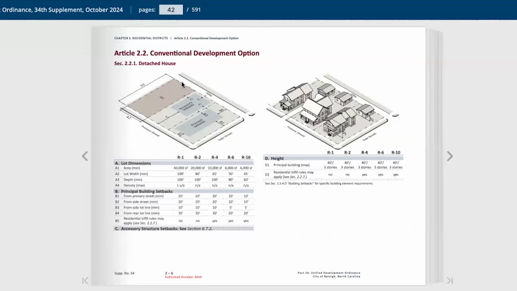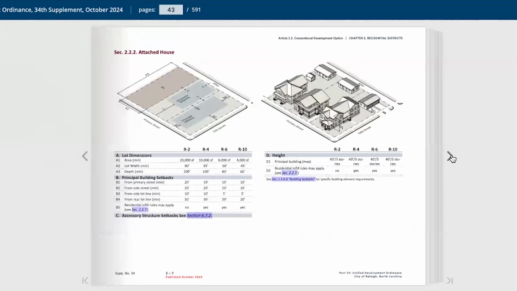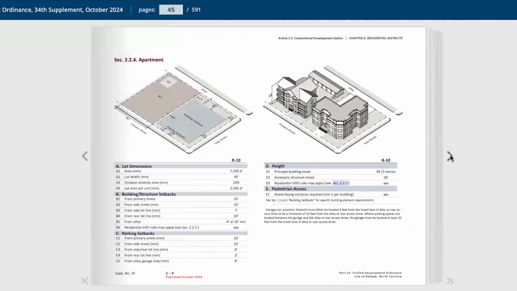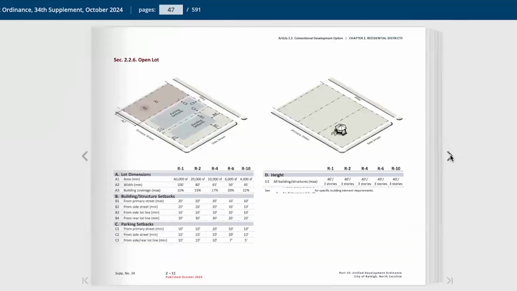Again, this is another thing. This is a detached home, so make sure that you're on the right page. This is an attached home, which is basically a duplex with a property line down the center. Their diagrams don't really show very well. This is kind of showing like a front to back scenario, duplex or attached. It's not actually showing the line down the middle, but that's what an attached home is. Townhomes, everybody knows what a townhome is. This is what the requirements would be for a townhome. Apartments, civic building, and open lot.